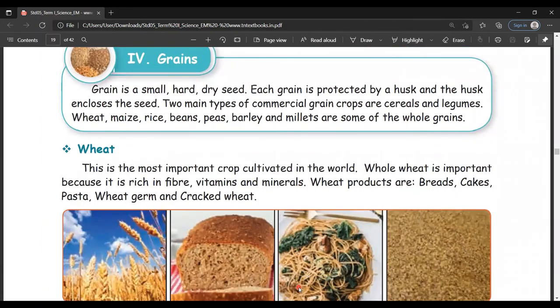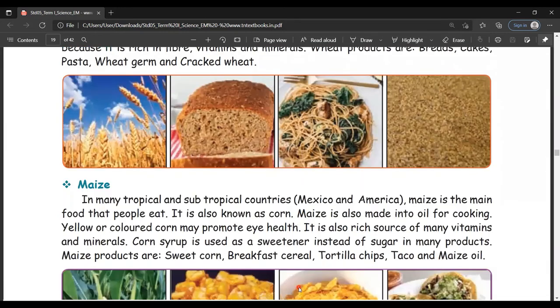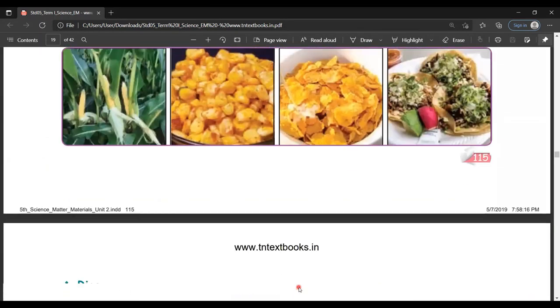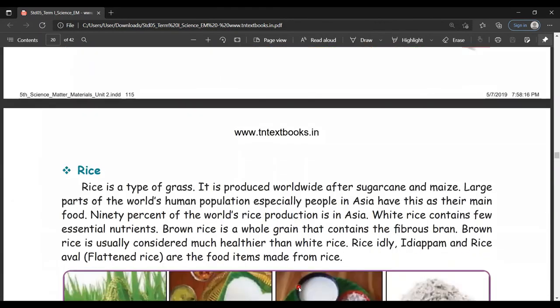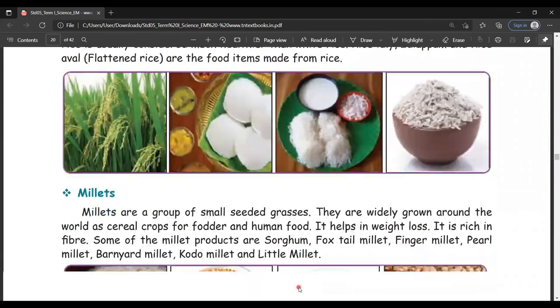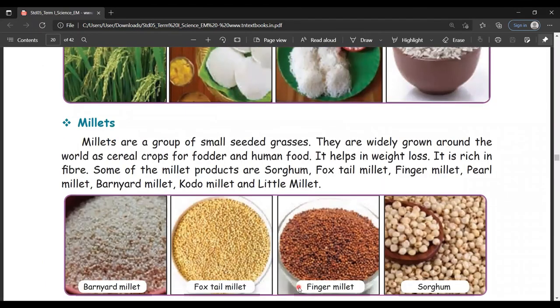And then we studied about grains, isn't it? The first grain we discussed is wheat, then maize. The next one is rice, and the last one we discussed is millets. So children, with this we finish off the class today. Let's continue the other things in the next class.